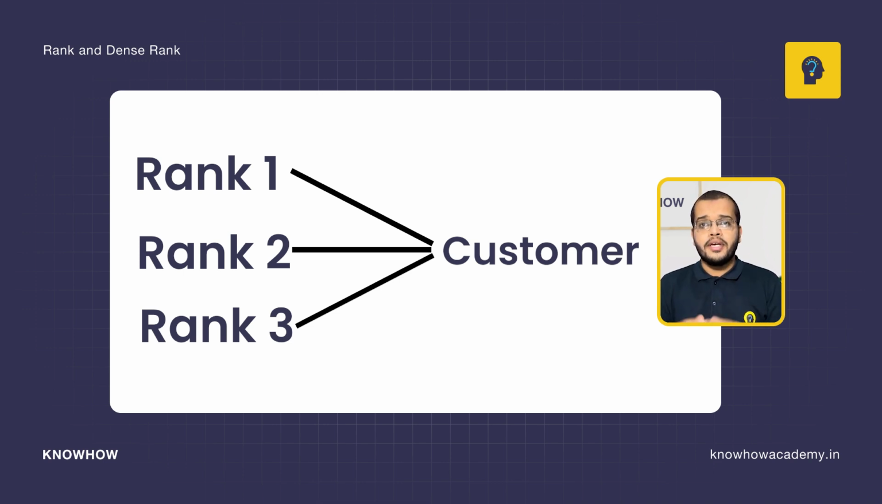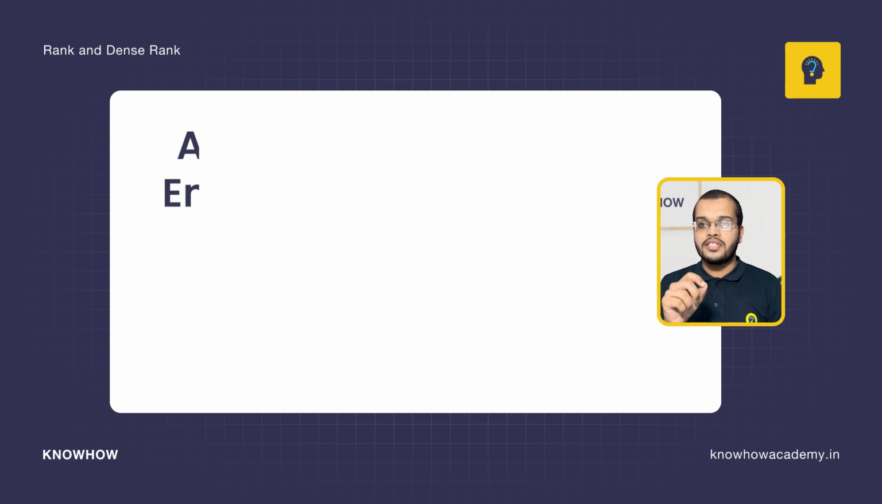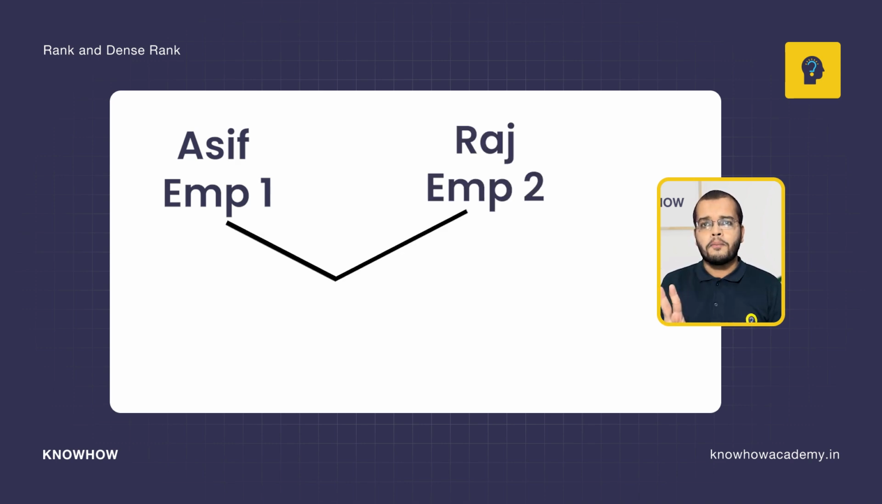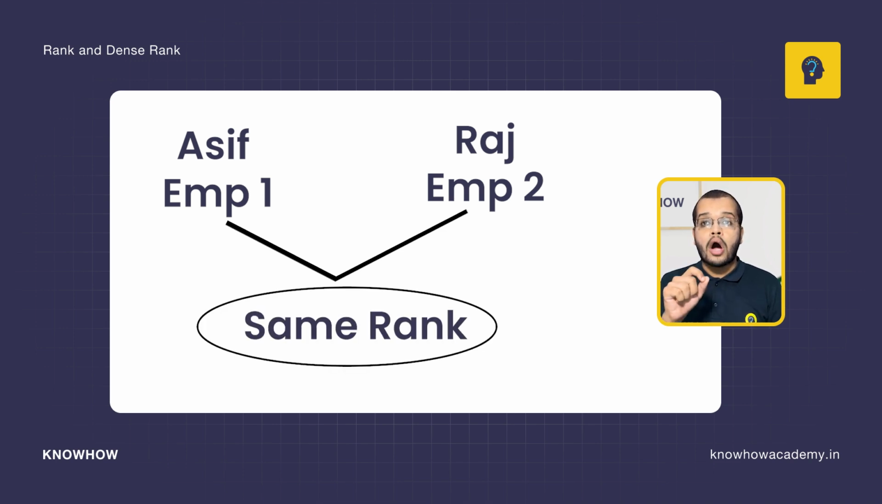Let me give you a situation where we are stuck with a rank which is the same for two employees. Let us consider Asif is employee 1 and Raj is employee 2, and both have got the same rank. Now how am I going to get the result in the output? That's an interesting factor. When these two are getting the same rank, what about the third person? Is he or she going to get the second rank, or the third rank? That's an interesting point. So here is a variation that happens between rank and dense rank.